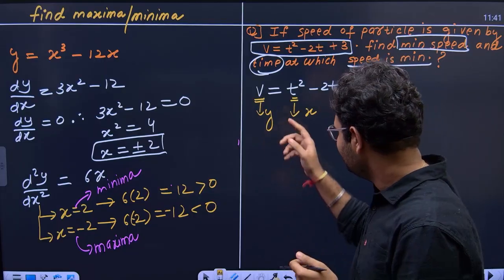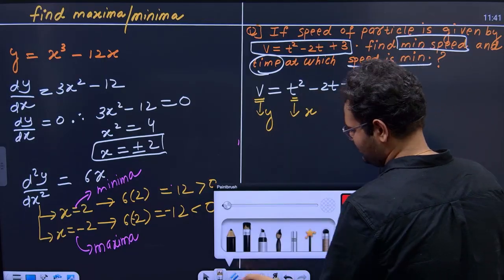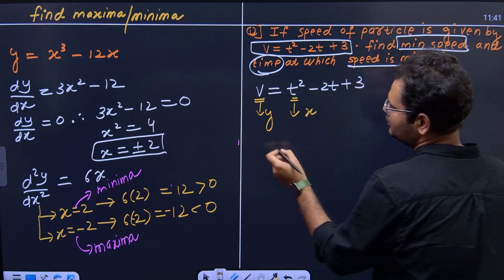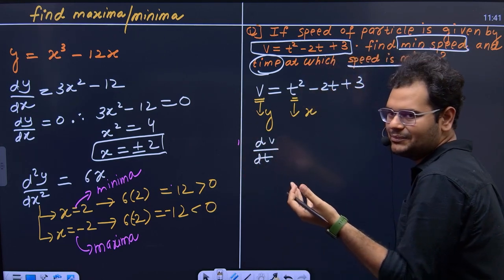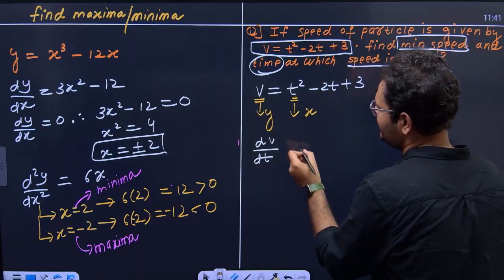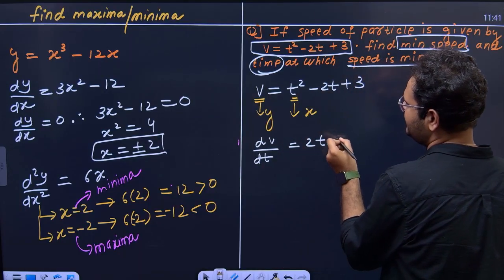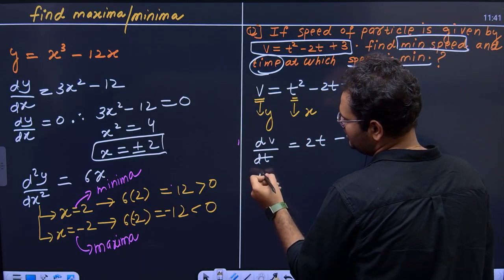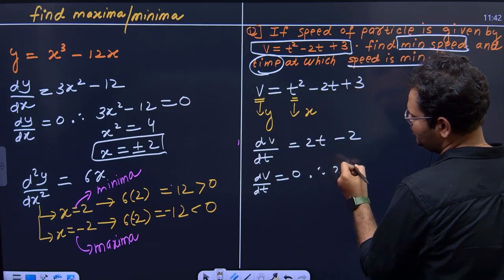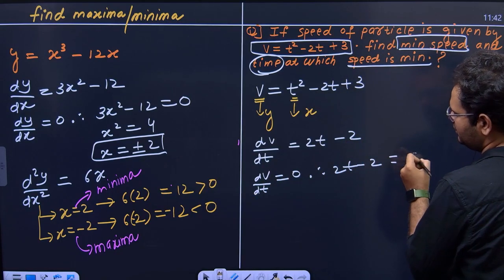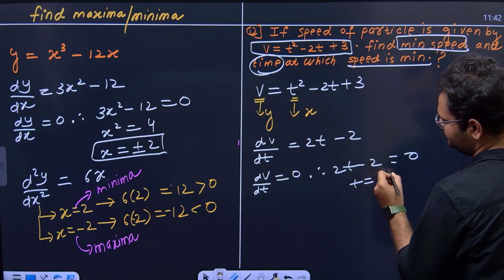Okay, but here how to differentiate this? So v is equal to t square. So for maxima minima, dv by dt. Sir, why dv by dt? Because it is simply like dy by dx. Okay, dv by dt is equal to 2t minus 2. So for maxima minima, dv by dt must be equal to 0. Now if you equate it to 0, 2t minus 2 is equal to 0, t is equal to 1.